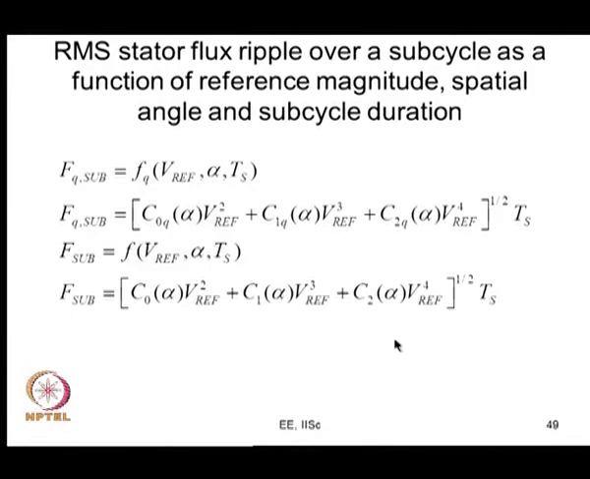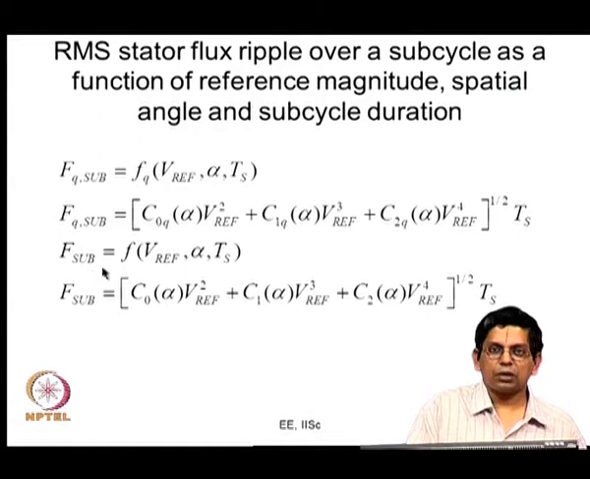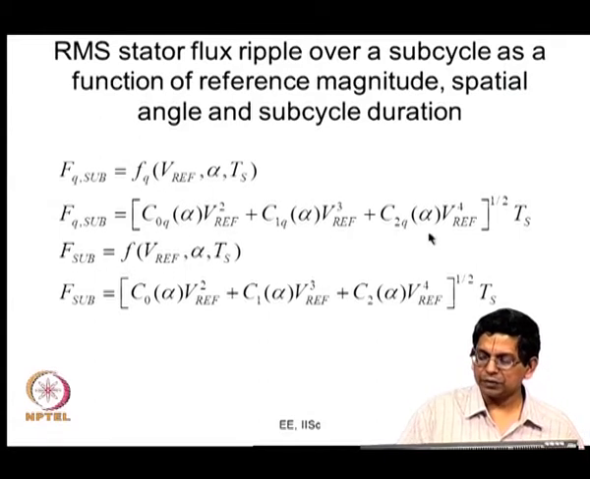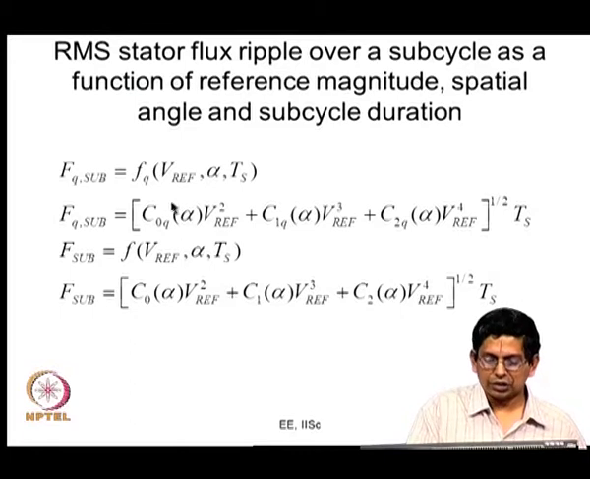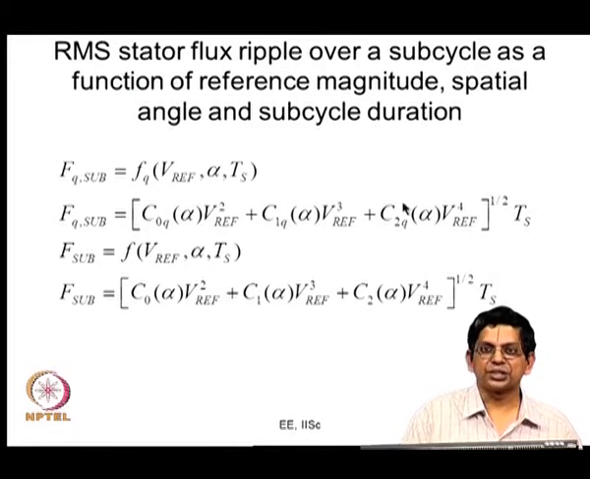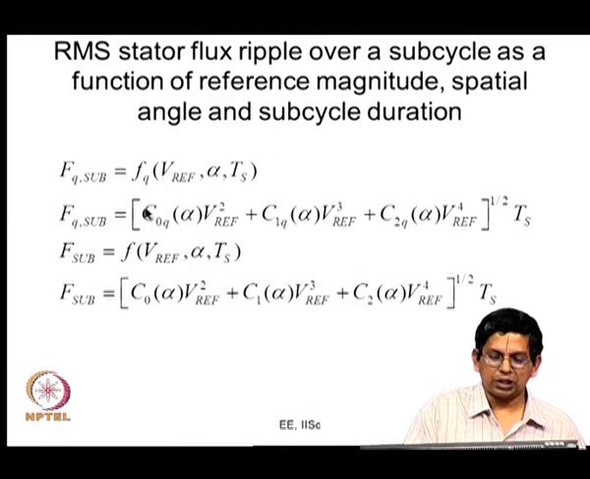You will get this as one function, the q axis ripple, as some function of Vref, alpha and Ts, and you will get the total stator flux ripple also as some function of Vref, alpha and Ts, and the nature of the function is shown. The coefficients will be different for different sequences. It will be something for conventional, something for 0 1 2 1, something else for 1 0 1 2, etc.